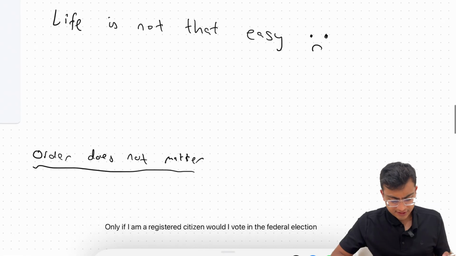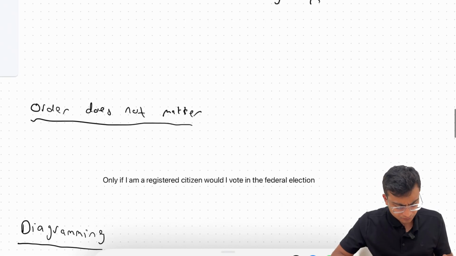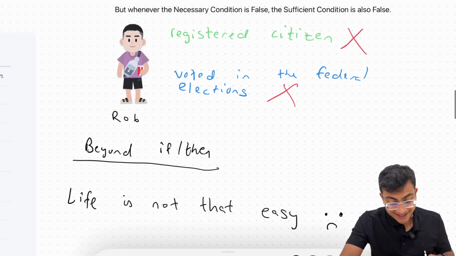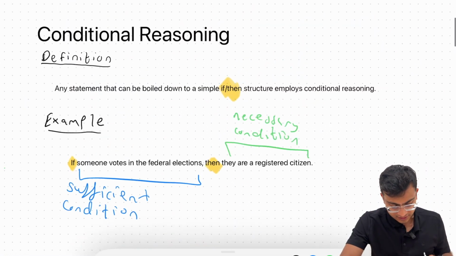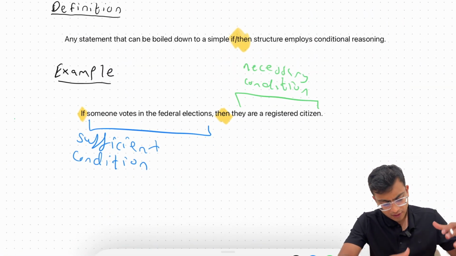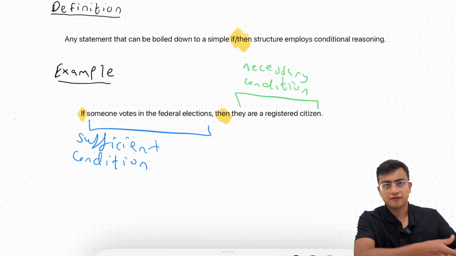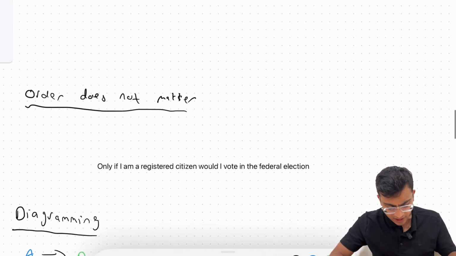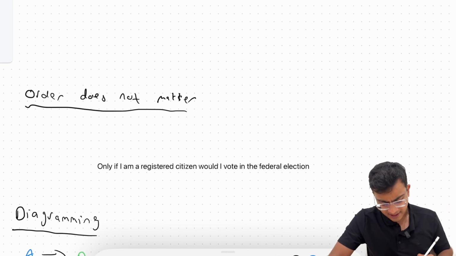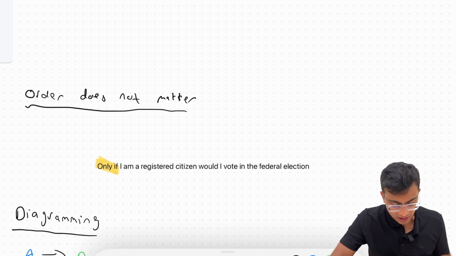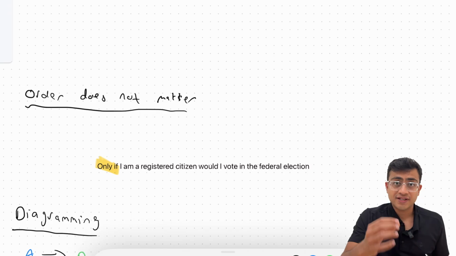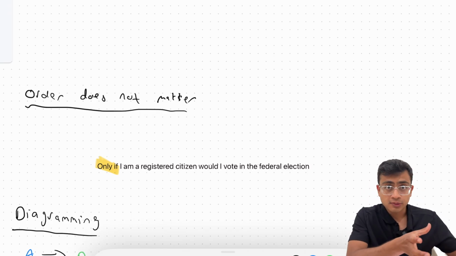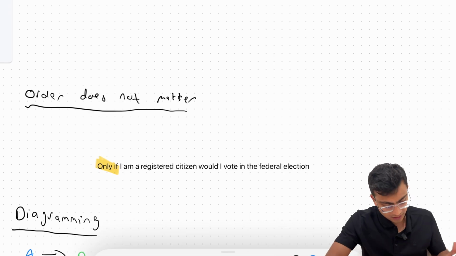Okay, so let's move on. The order also does not matter. So in our classic example, let's look at this if-then structure, we always place the sufficient condition first and then the necessary condition. But order does not necessarily matter. It's the keyword that matters. So here we have only if, and we know that only if is an indicator for necessary condition. So everything that's attached to the only if becomes the necessary condition.